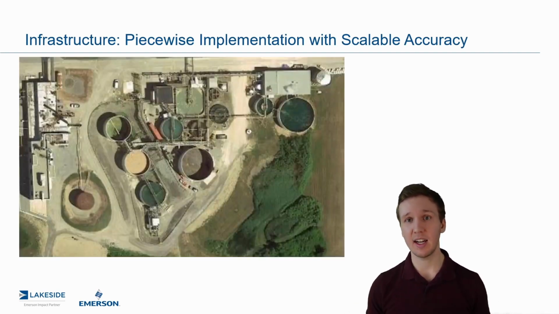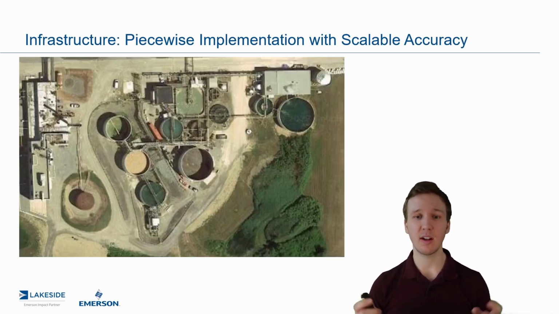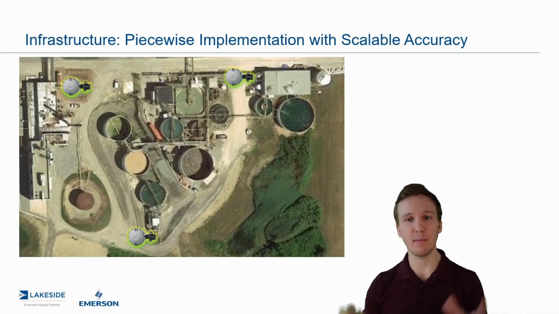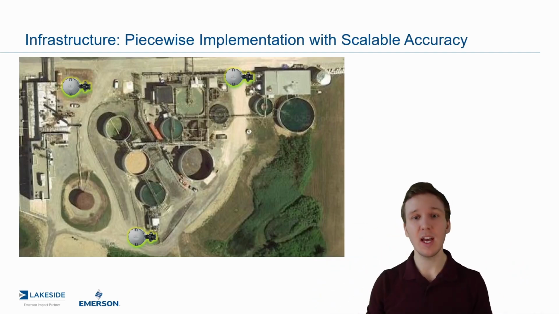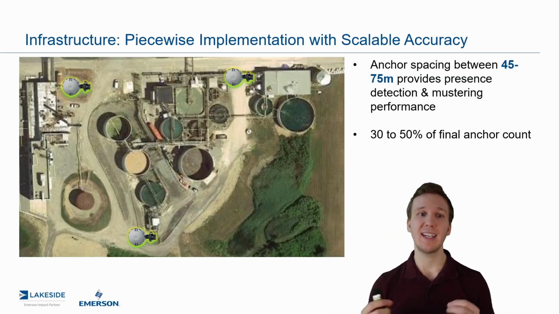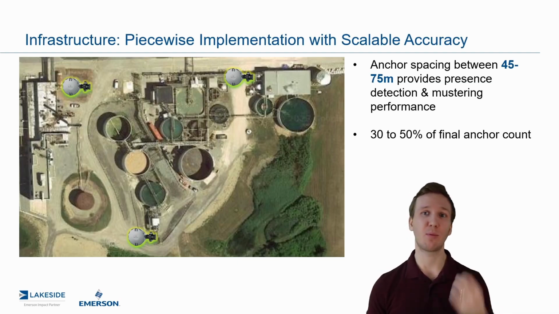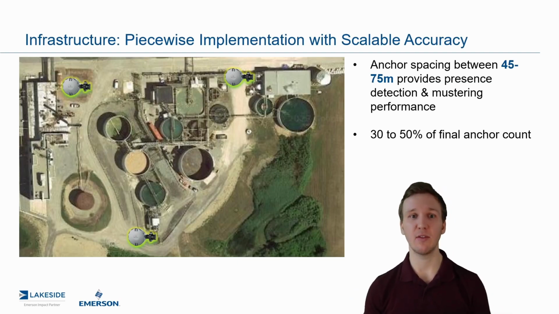So if we take an example of a plant that I found somewhere in Ontario, I'm not going to specify names, and we put in some anchors, okay? We don't have to start with the final total anchor count. So if we say maybe in this site we need 15 anchors in total, maybe we only start with 3. And ideally we have them between 45 to 75 meters apart. So there's a good range that you can have there. Let's assume that I got all the scaling right here. And this could maybe be, like I said, 30, 50% of your final anchor count. This will get us what we call presence detection or some mustering level of performance.